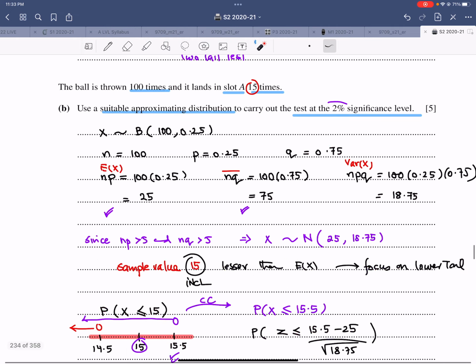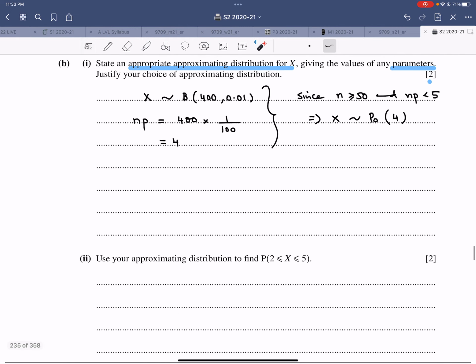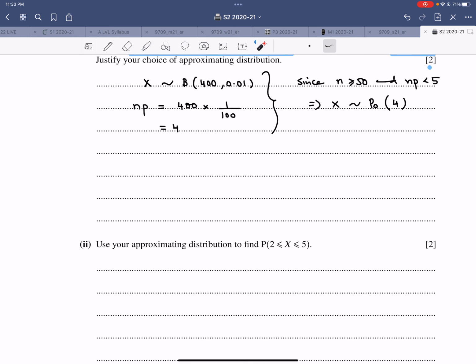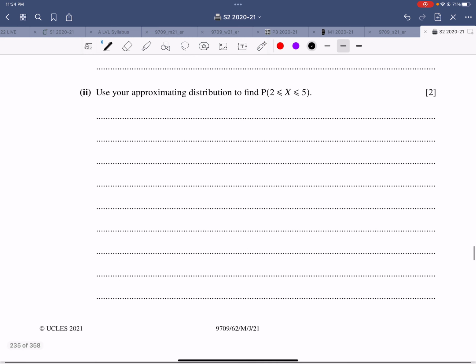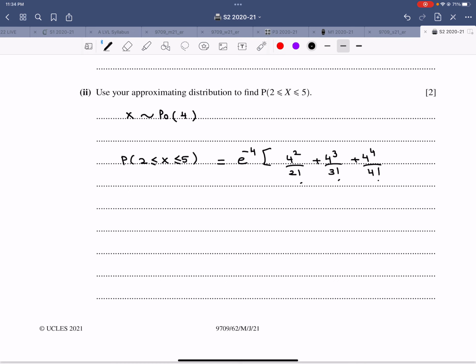Now what does it say? Use your approximating distribution to find the probability x is between 2 and 5. So now it's a Poisson question. X follows a Poisson distribution with 4. Probability x lies between 2 and 5 inclusive. Therefore, there are 3 terms that you need to calculate. E raised to the power of minus 4 times 4 squared over 2 factorial, 4 to the power 3 over 3 factorial, 4 to the power 4 over 4 factorial, and it's between you and the calculator. Take care of the accuracy and then finally give the final answer correct to 3 significant figures.